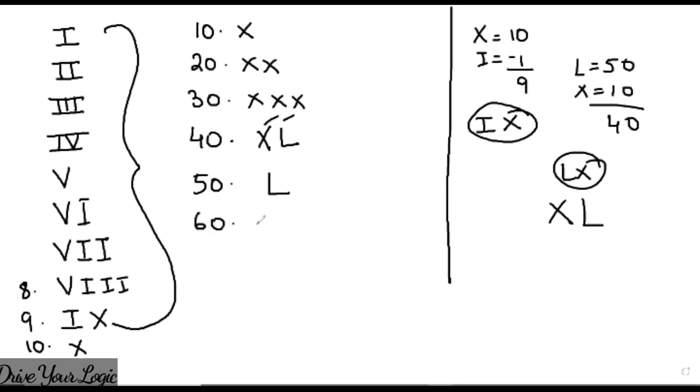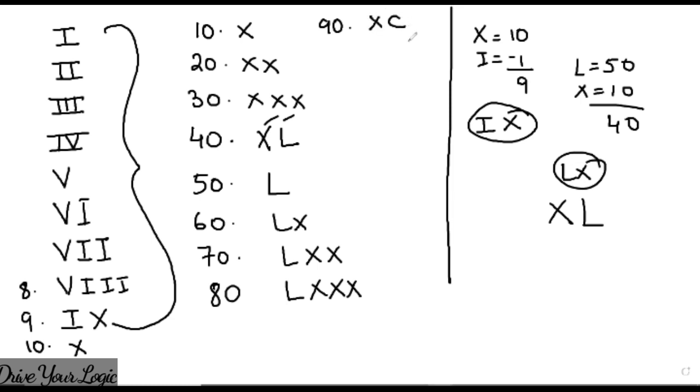Clear? Then 60 will be what? LX, that is 50 plus 10, 60. 70 will be LXX. 80 is LXXX. Now 90: you cannot write it as LXXXX. So what will you do? XC. C stands for 100. So 100 minus 10 is 90. That's why it is XC. So C minus X you have to do in this way.